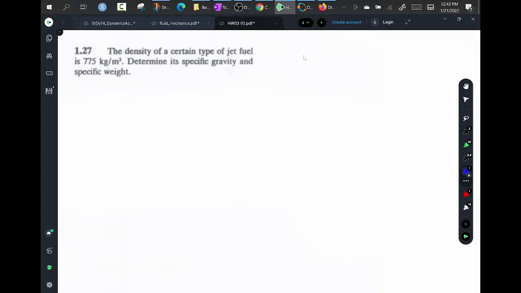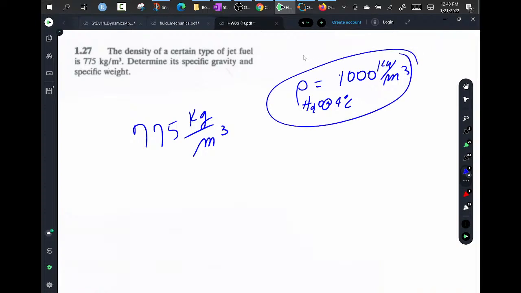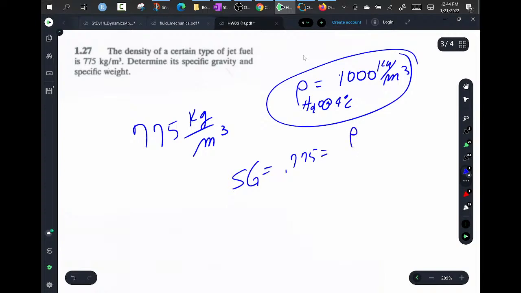So let's say density of a jet fuel, 775 kilograms per cubic meter. Well, I know the density of water, H2O at 4 degrees C, is defined as 1,000. So that's where we got some of our units in SI from. Specific gravity. Well, that's easy enough. 0.775. Why? Density of the jet fuel over density of water at 4 degrees C.